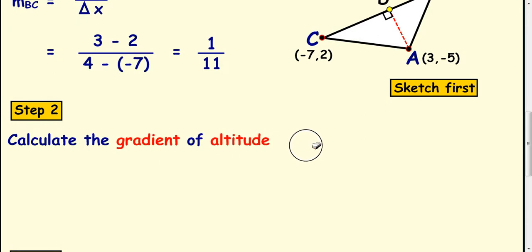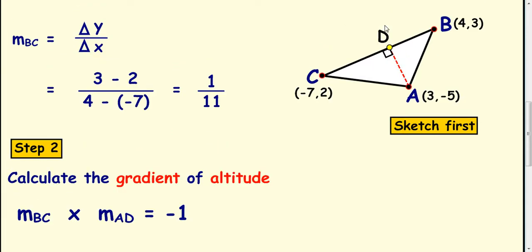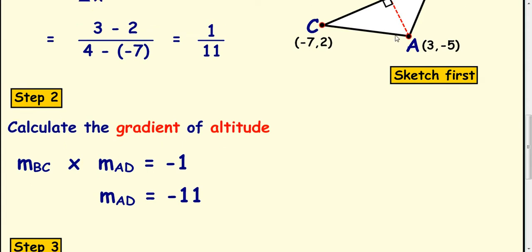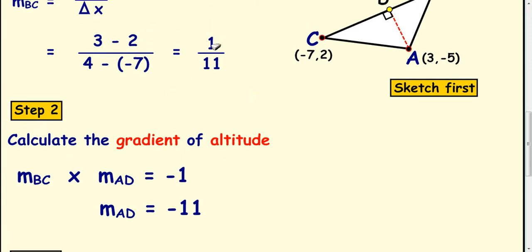So calculate the gradient of the altitude. Since we know that when you multiply these two gradients you get -1, you multiply 1 over 11 by -11. So that's what your gradient of AD is. Another way to think about it is to get the gradient perpendicular to this, you flip it over and change the sign. So that becomes 11 over 1 and then a negative in front of it.